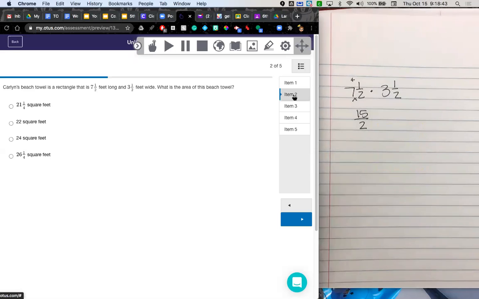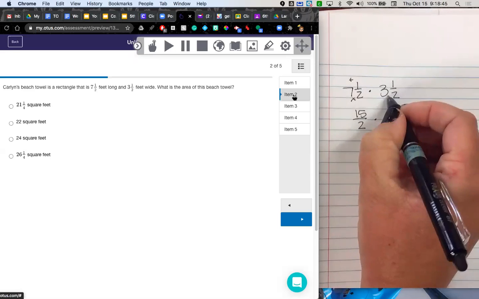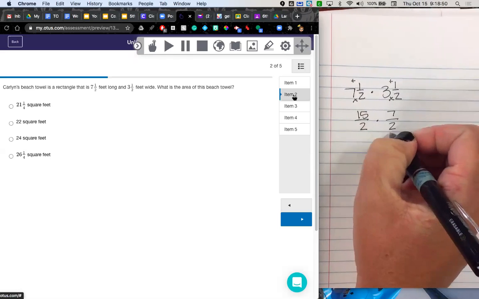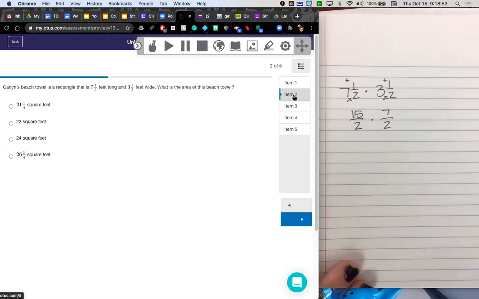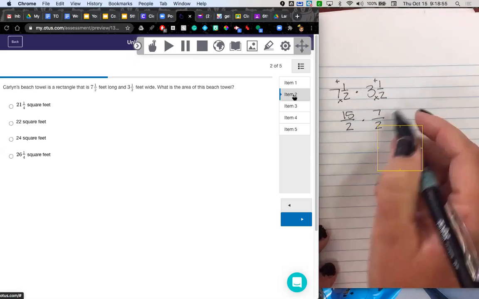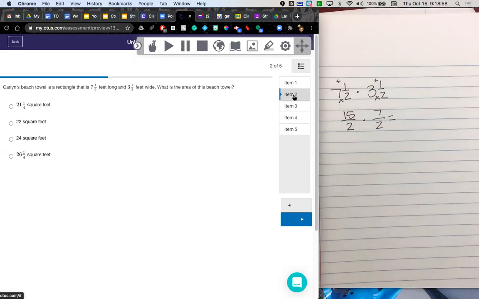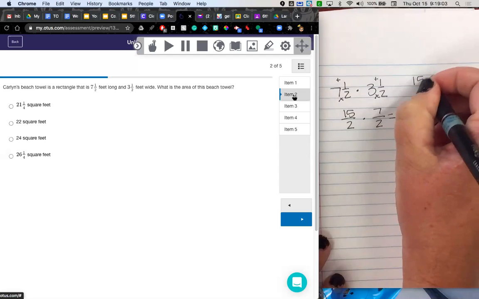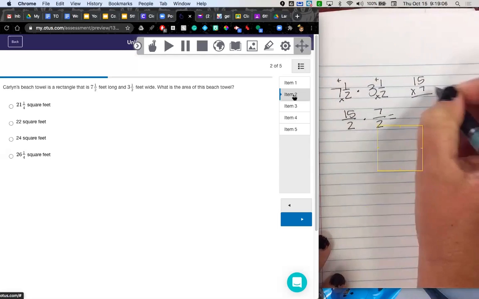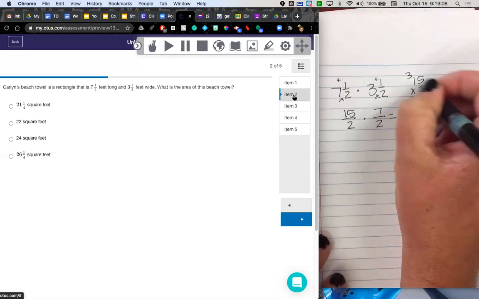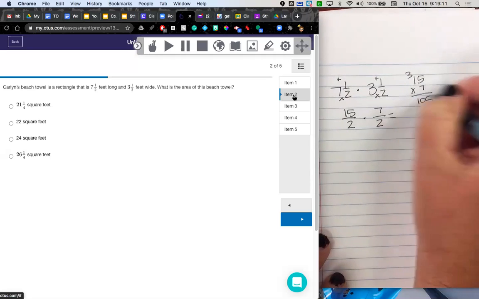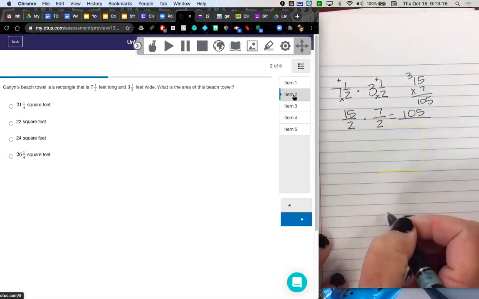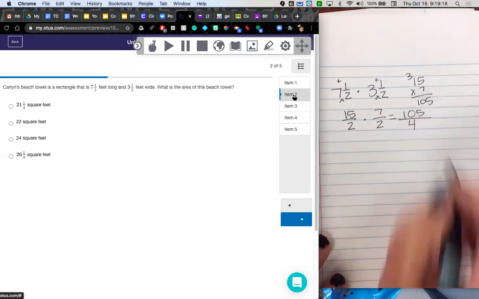I keep my same denominator. 2 times 3 is? 6. Plus 1? 7. That's 7 over 2. I keep my same denominator. Okay. Now I know this is kind of yucky, right? We've got our 15 times 7, but this isn't new multiplication, guys. This is stuff you did in 4th grade. You should be able to do 15 times 7. 7 times 5 is 35. 7 times 1 is 7, plus 3 is 10. So I get 105 over 2 times 2 is 4.